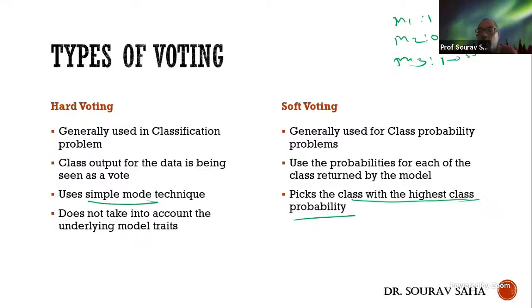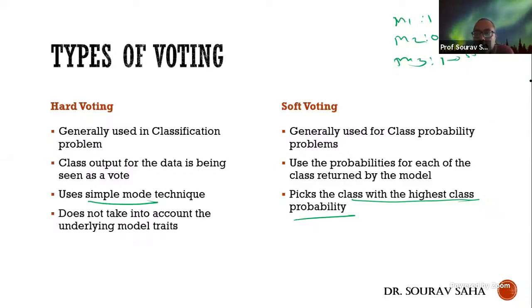So M1 gave 1 based on a 60% confidence. M2 gave a 0 based on an 80% confidence for class 0. And M3 gave 1 based on a 55% confidence. If I look into the majority, the majority is 1, so I say it is 1. But if I look into soft voting, where I also take into account the aggregate probabilities, then things start looking different.